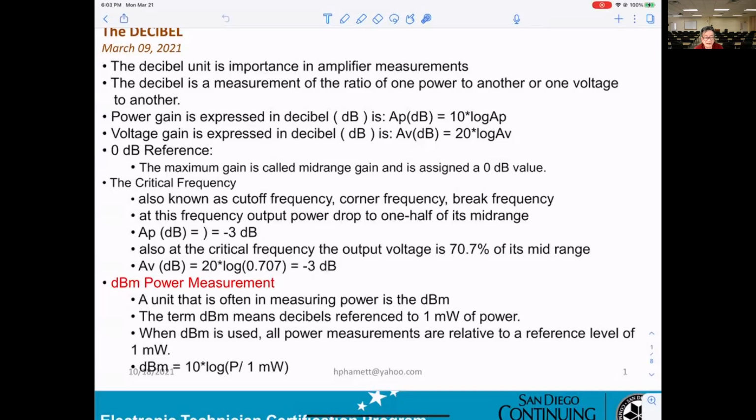Now the term dBm means decibel referenced to 1 milliwatt. When dBm is used, all power measurements are relative to the reference level of 1 milliwatt. So basically, the formula for dBm is dBm equals 10 times log of the power divided by 1 milliwatt. That's the formula.